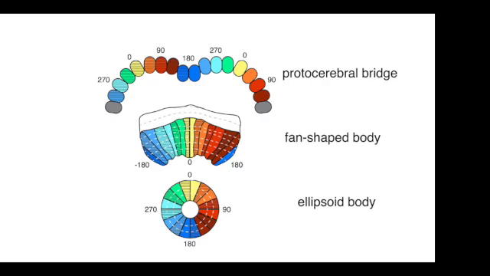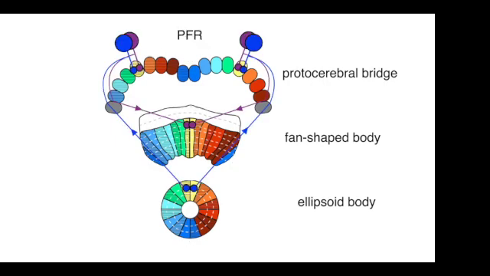So we've got yet another one of these circular structures. Okay, and then the sort of flow pattern that I'm talking about looks like this. In the ellipsoid body, you build the bump at an appropriate angle, depending on your orientation, or the fly's orientation in the world. The EPG neurons carry that activity up to the protocerebral bridge. It's transferred to these PFR neurons, and they pull it down into the fan-shaped body.